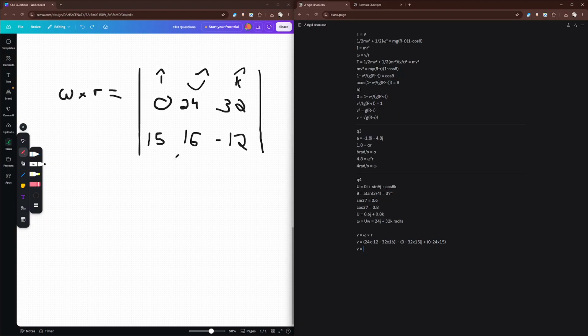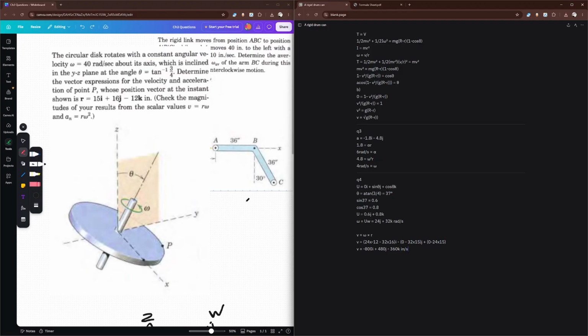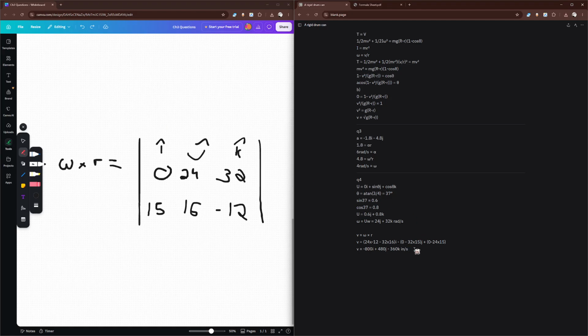So we're going to get v is equal to, let's see in the calculator. So this is negative 800i plus 480j minus 360k. And this is inches per second, right? Did it say inches? No. I don't know where I got inches from. Whatever. This is meters per second.